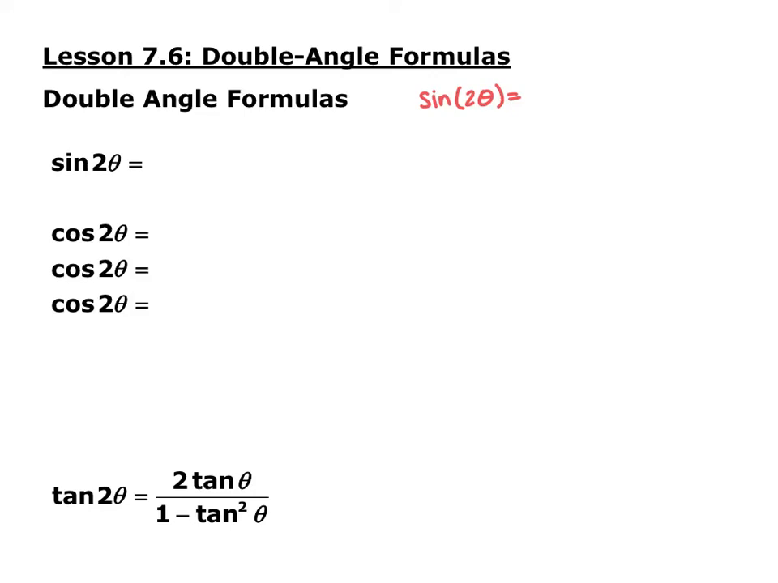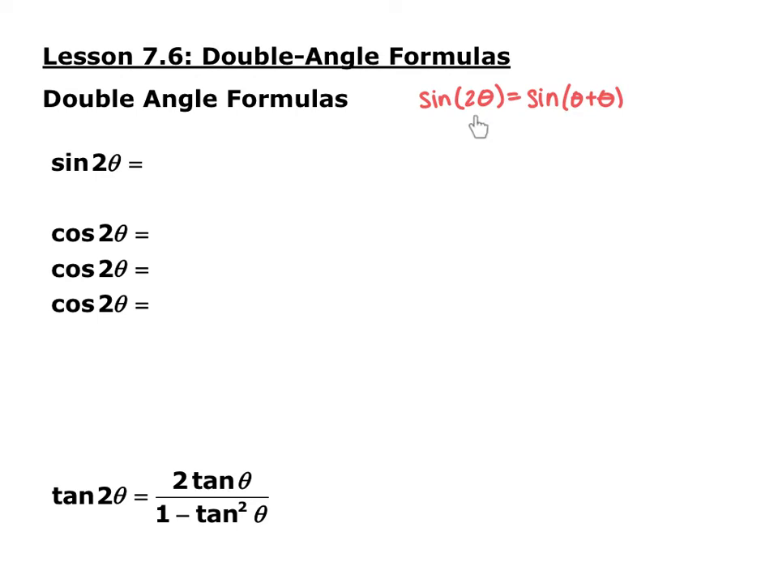Section 7.6 is double angle formulas. So we're looking at what happens when we have 2 times an angle inside of our trig functions. There are more formulas and properties that go with our trig functions. We can derive these from the fact that sine of 2 theta is the same thing as sine of theta plus theta, and use the sum formula to help us derive the formula for sine of 2 theta.